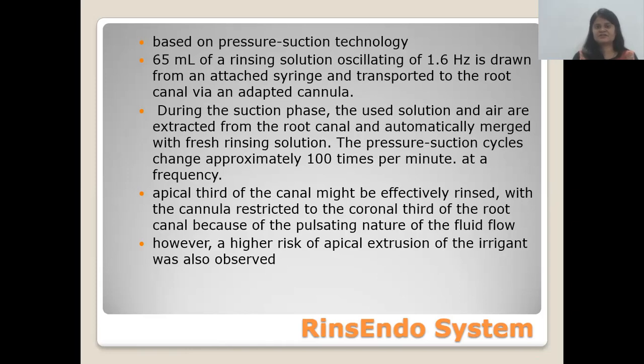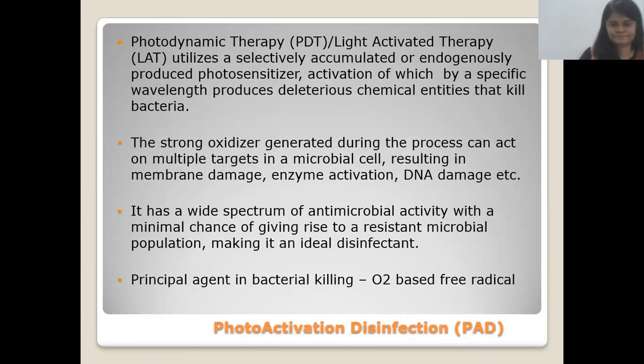The pressure suction cycles change approximately 100 times per minute at a frequency. The apical third of the canal might be effectively rinsed with the cannula restricted to the coronal third of the root canal because of the pulsating nature of the fluid flow. However, a higher risk of extrusion in the apical region is observed with this method. This is an example of a RinsEndo system.